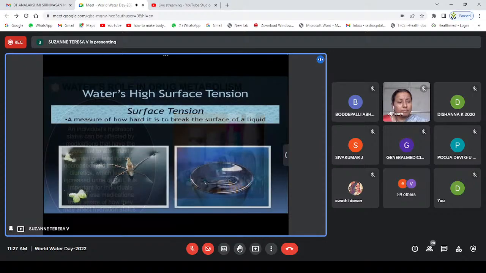Water's high surface tension. Surface tension is a measure of how hard it is to break the surface of a liquid.